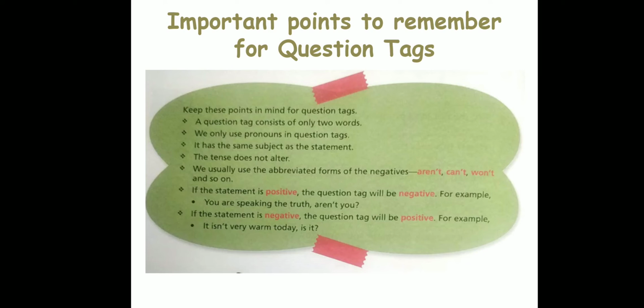Next rule is, if the statement is positive, the question tag will be negative. So this is opposite. So the last two rules: if the statement is positive, question tag will be negative. Last one is, if the statement is negative, question tag will be positive. I want you to understand this in detail. So I have a few more slides after this covering that part. I'm going to discuss over there with you.